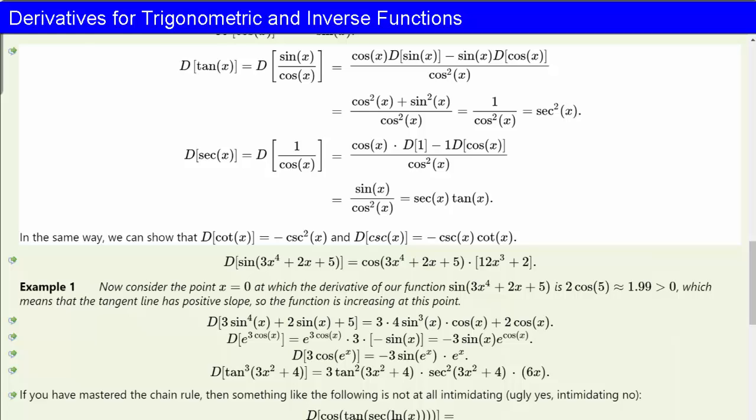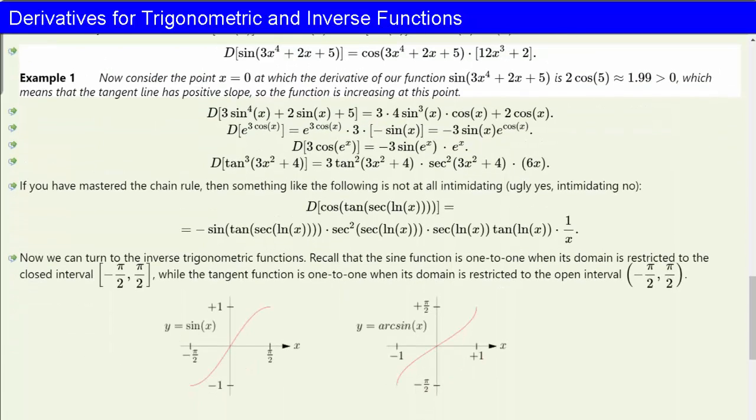So you have the denominator squared, and then for your new numerator, you have cos x times the derivative of 1, which is 0, minus 1 times the derivative of cos x. And when the dust clears, you've got sec x tan x. In the same way, we can show that the derivative of the cotangent is minus cosecant squared, and the derivative of the cosecant is minus cosec cotan. With the added power of the chain rule, we can now differentiate complicated expressions involving trig functions.